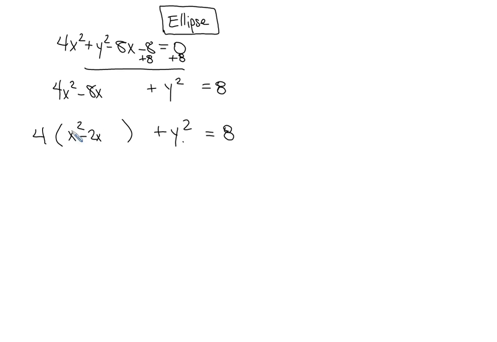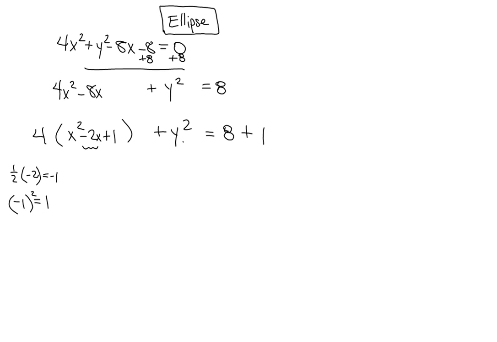Good. Now, can I complete the square on the stuff inside? Yes. What do I take half of? Half of negative 2 gives us what? Negative 1. What do I do with negative 1? Square it, which is 1, and I add it to both sides. There's only one problem, guys. We just lost our equal sign. We don't realize it, but we did. Those two sides are no longer equal.